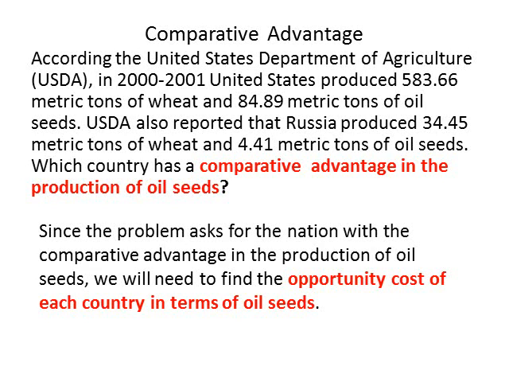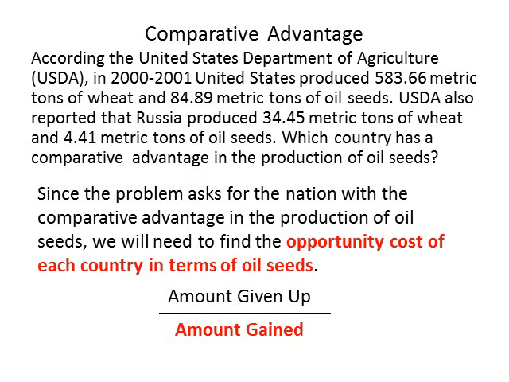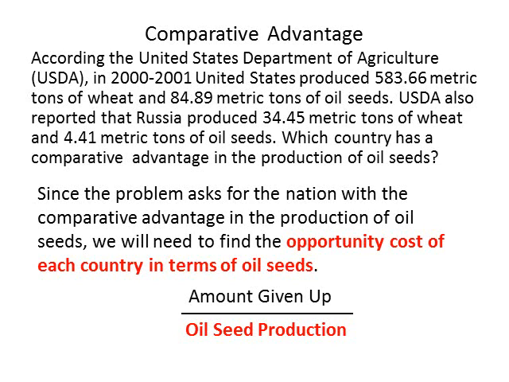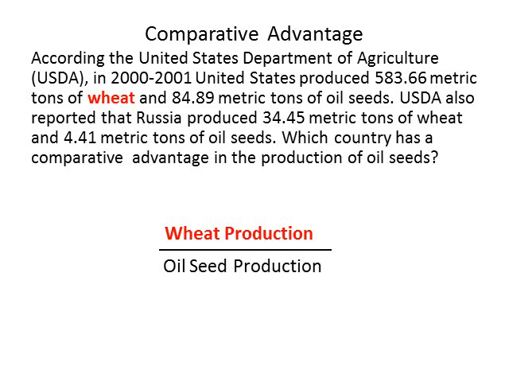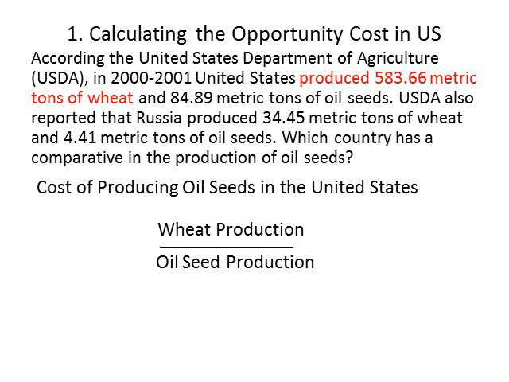Since we are trying to find the comparative advantage of production of oilseeds, we will need to calculate the opportunity cost of the production of oilseeds. Once again, our formula is going to be the amount given up divided by the amount gained. Since we're finding the opportunity cost of oilseeds, we will substitute in oilseeds for the amount gained. Since wheat was given up, we will substitute in wheat for the amount given up. Let's look at the cost of producing oilseeds in the United States.